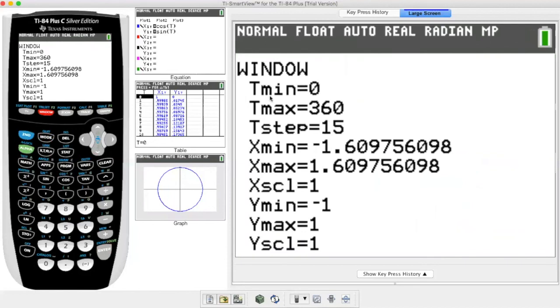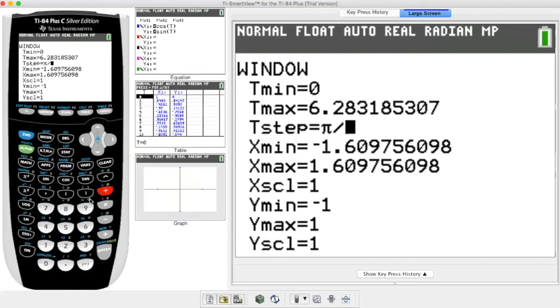Now let's think in terms of radians. So we want to go from 0 to 2π. So I'm literally going to click 2 and then π. Pi is in the blue above the up caret, above the divide. So I hit second caret. There's my 2π. Now my step, let's do, what if we tried π/4? So I'm going to do π divided by 4. So it's going to move in π/4 steps.